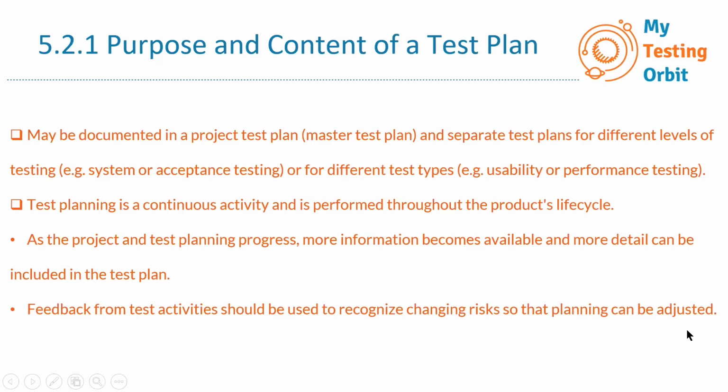As the project and test planning progress, more information becomes available and more detail can be included in the test plan. Feedback from test activities should be used to recognize changing risks so that planning can be adjusted. As we proceed with the test, sometimes in the beginning we identify some risks which can be mitigated later on, so we need to mention that as well. Or maybe in the beginning we didn't identify a few risks which were not very apparent until we were in the middle of testing. If any risks, not only in testing but in the project itself, are realized, then we need to update the test plan accordingly, because it might require a change in the approach of testing as well. So we need to keep the test plan updated.